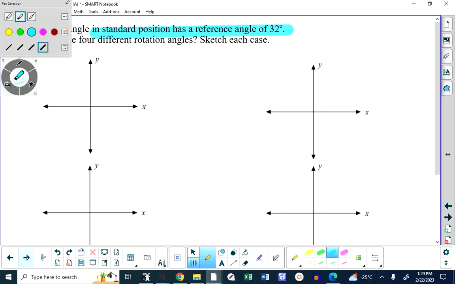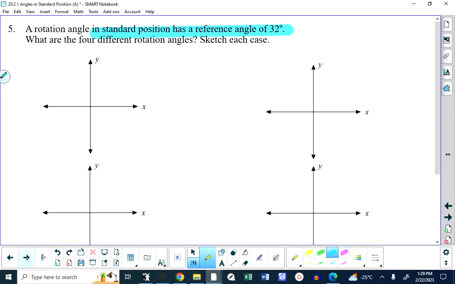And the reason is it doesn't tell you which quadrant it's in. And if it's in quadrant 1 or 2 or 3 or 4, the answer is different. And that's why the question says, what are the 4 different possible rotation angles? Sketch each one. Well, let's sketch them first. 32 degrees is about like that. I'm not going to get out a protractor and measure it, but it's approximately like that.